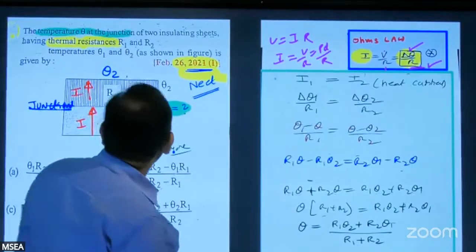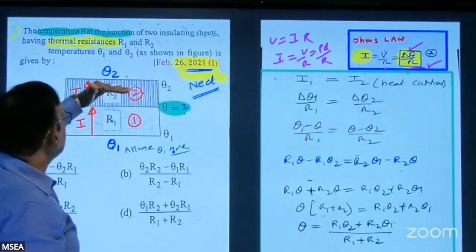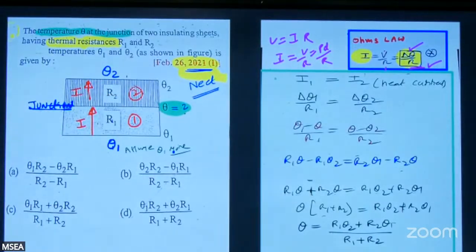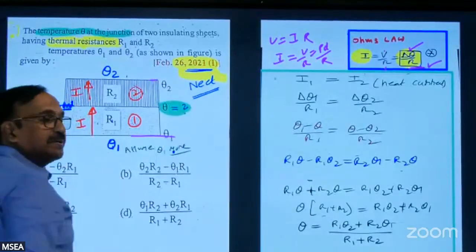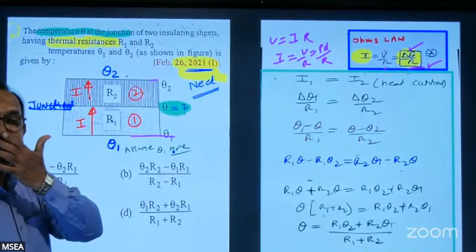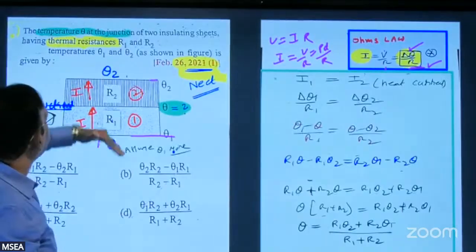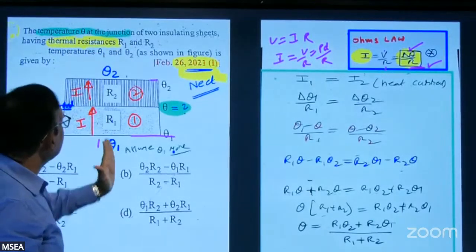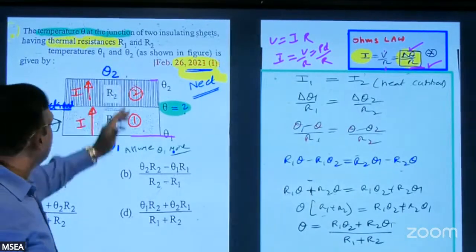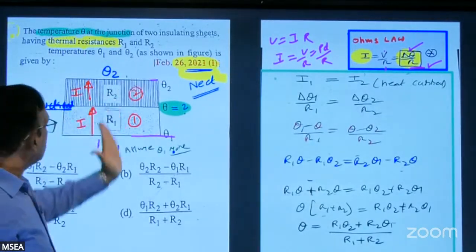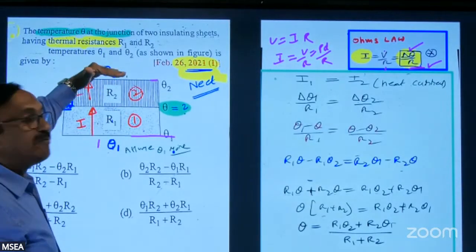Then say, first of all, these two conductors are connected like this. Let us say that this is a higher temperature, this is a lower temperature. Then heat energy or heat current flows from higher temperature to low temperature like this. Since the same current is flowing, these two are connected in series. Heat energy enters from higher temperature and comes out through the lower temperature. The same heat current will be flowing.